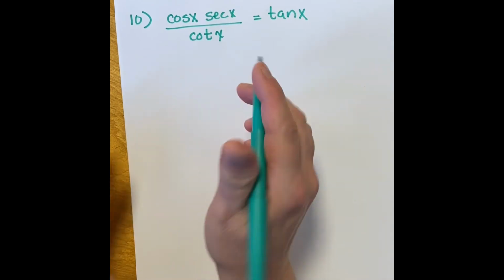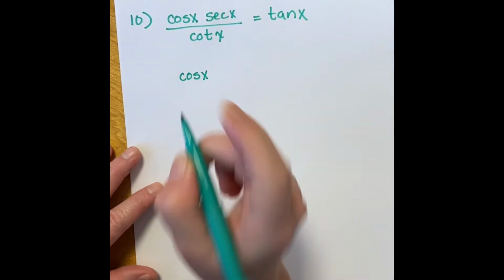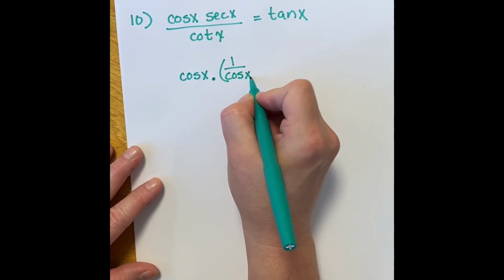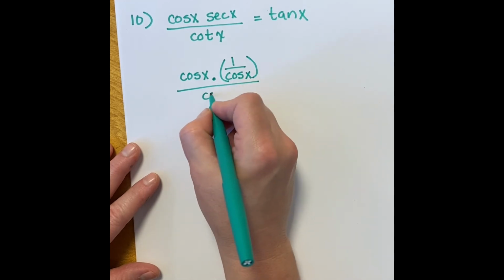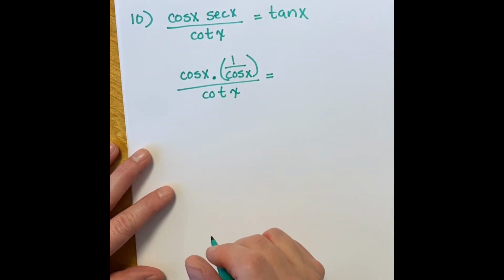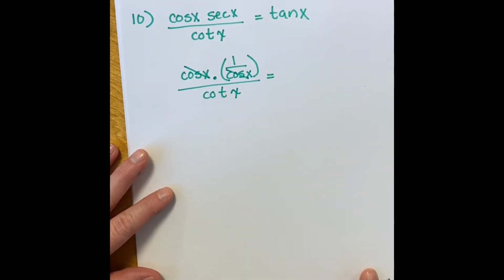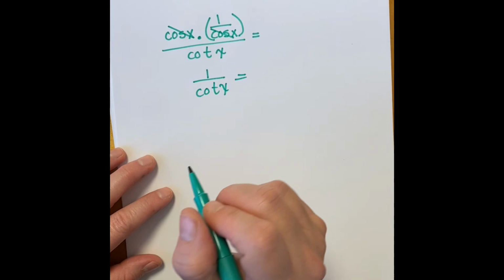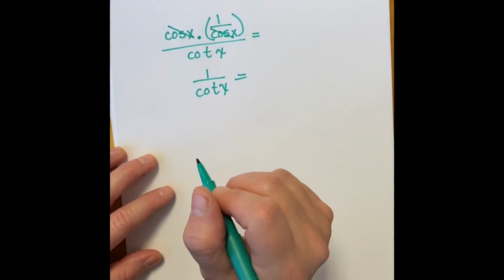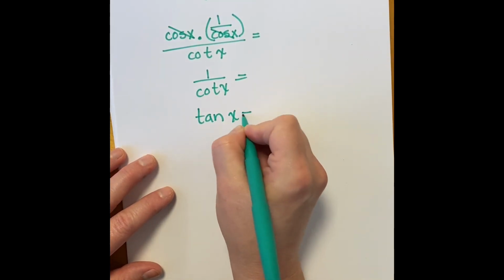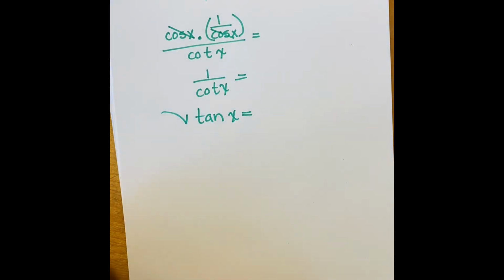So cosine is good, can't do anything with that. Secant, however, is 1 over cosine, right? And for now, I'm gonna leave cotangent alone. All right, what happens to those 2 cosines? They're canceled. So I'm left with 1 over the cotangent of x. Don't you have a formula for this? 1 over cotangent's equal to what? Tangent. Done like toast, baby. Did you get it right? I told you could do this stuff.